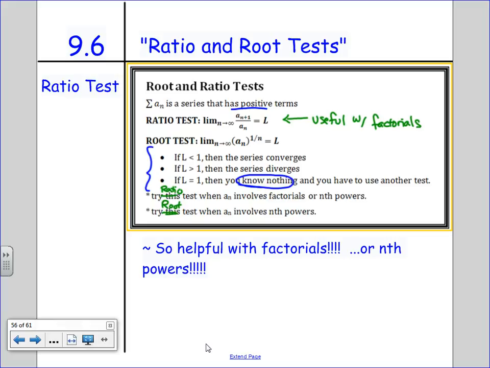Because they're similar. See, they have the same conclusions, just you take different limits. For the ratio test, you take the limit of the n plus 1th term over the nth term. And for the root test, you take the nth root.